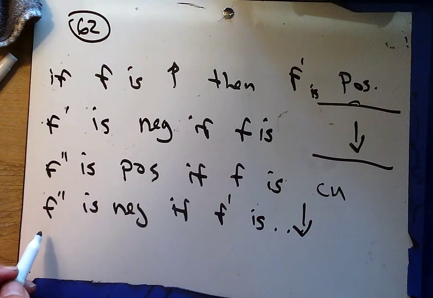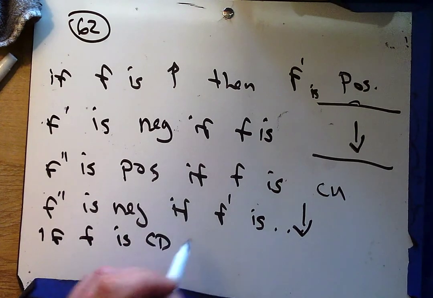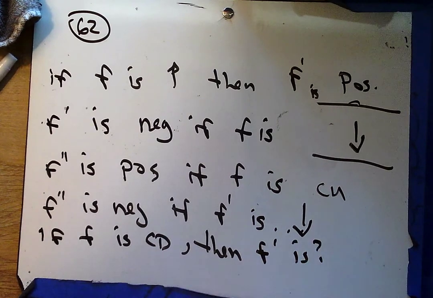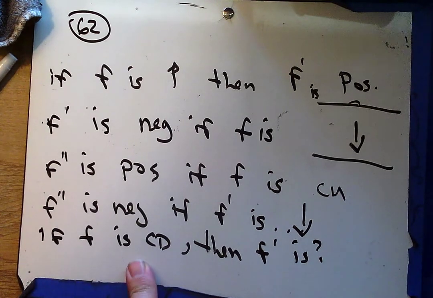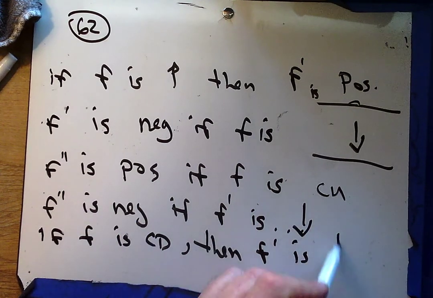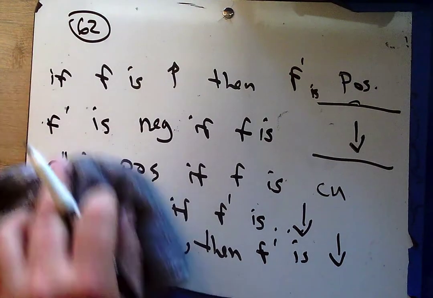Number 5, if f is concave down, then f prime is, well, I know if f is concave down, then f double prime must be negative. And if f double prime is negative, we know that f prime must be decreasing. Huh, that's just another way of asking the same question. And you have to be comfortable with all of them. So let's build some more comfort.